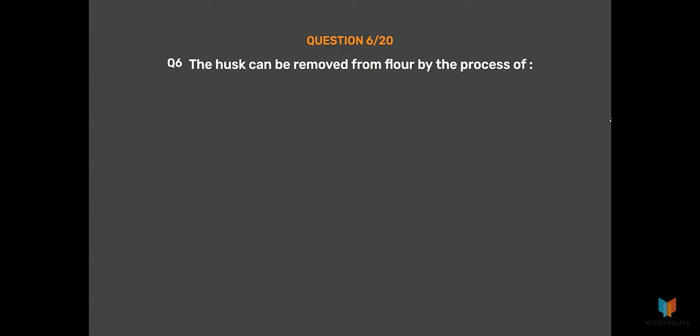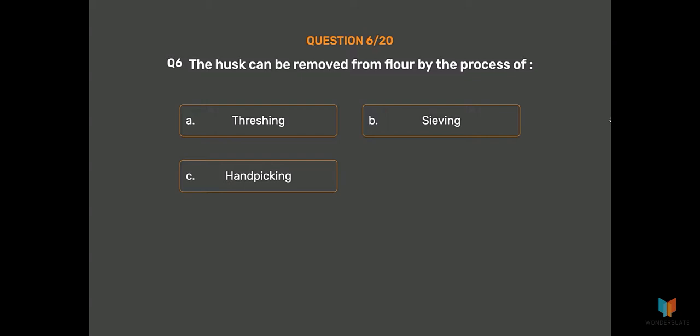Question number 6. The husk can be removed from flour by the process of option A. Threshing. Option B. Sieving. Option C. Hand picking. Option D. Winnowing.